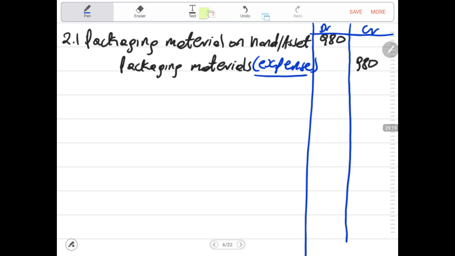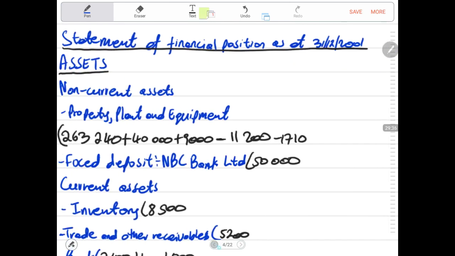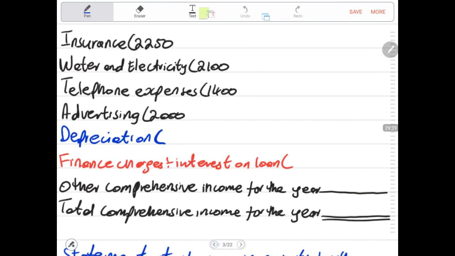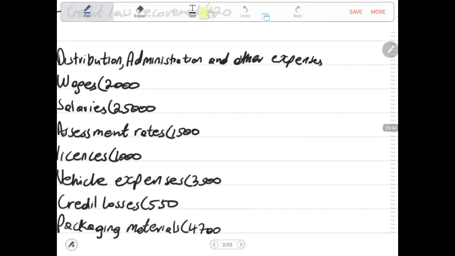Remember, this is an item that will go to the statement of profit or loss. This will go to the statement of financial position. So now we need to record this in the statement of profit or loss, and we need to decrease our packaging materials. Let us go and record that in the statement of profit or loss. Under packaging materials, we have an amount of 4,700 minus 980, so that our packaging material will be 3,720. That will be recorded in the income statement.